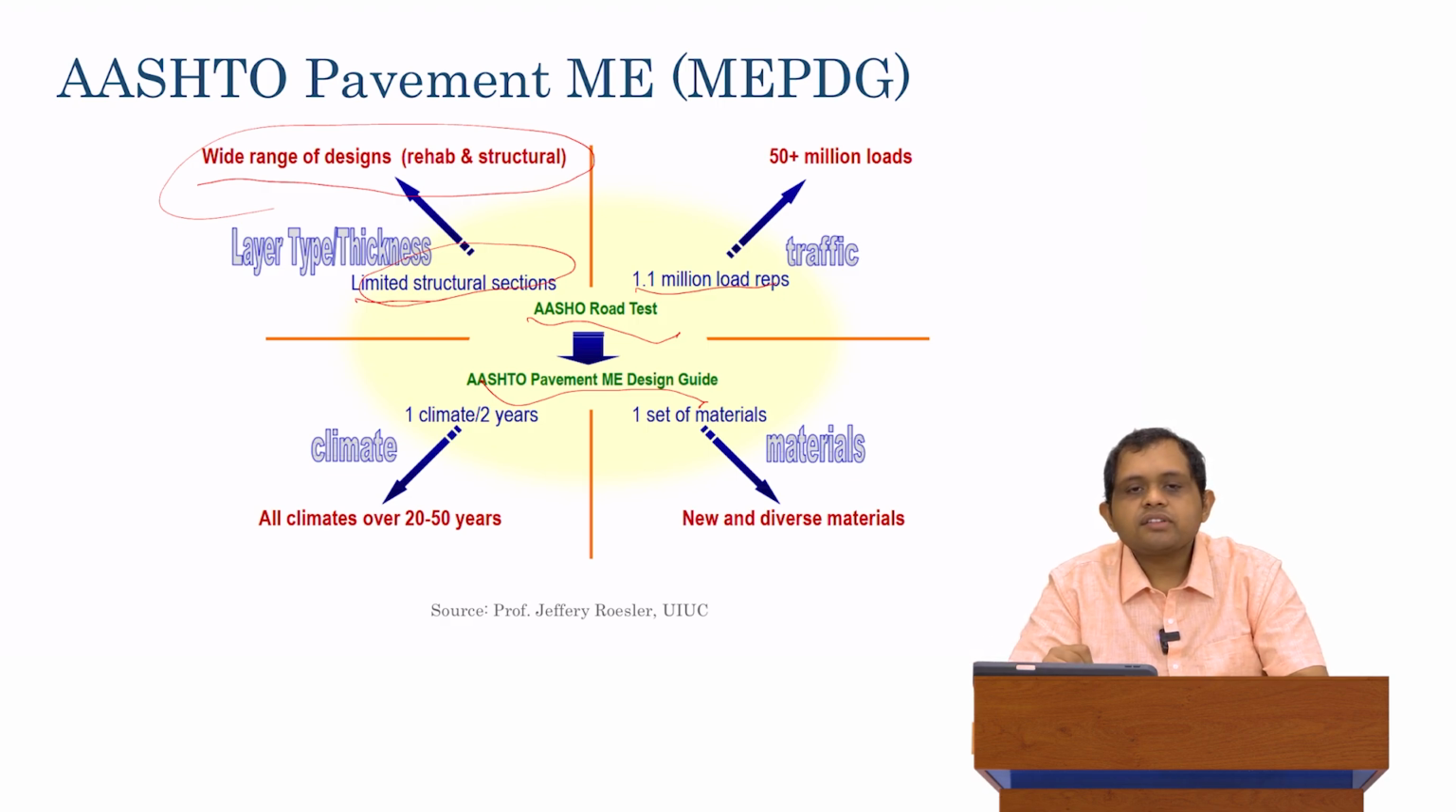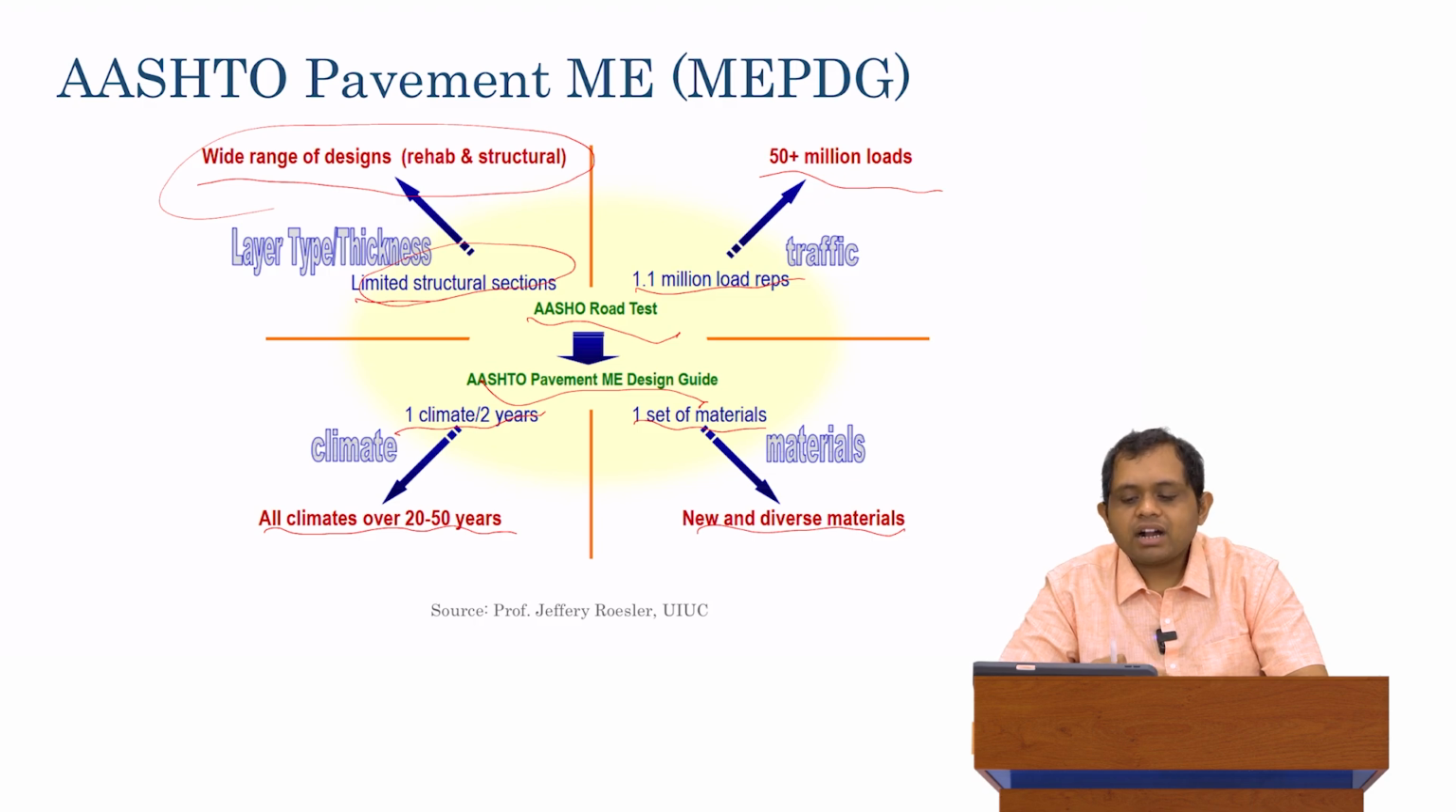In the AASHTO road test, the amount of traffic at that time when it was constructed in the US was around 1.1 million repetitions. Today, easily you have over 50 million repetitions. The climate consideration in the AASHTO road test was for a couple of years. So it was one location for a few years. Whereas now we are able to consider a wide variety of climates over a very long period of time, because we're fundamentally using physics to consider climate. And finally, back in the AASHTO road test, they could only consider really one small set of materials, whereas now new and diverse materials can be considered.